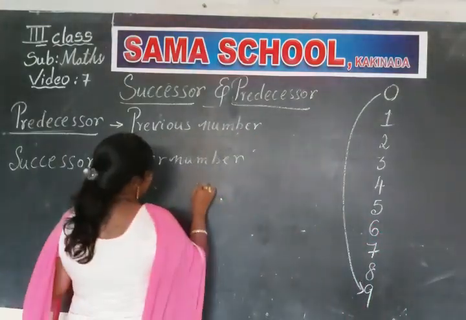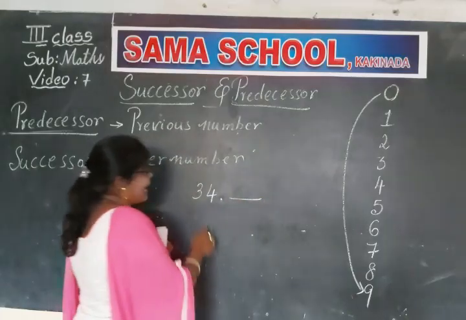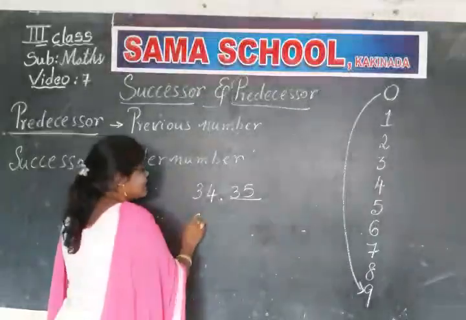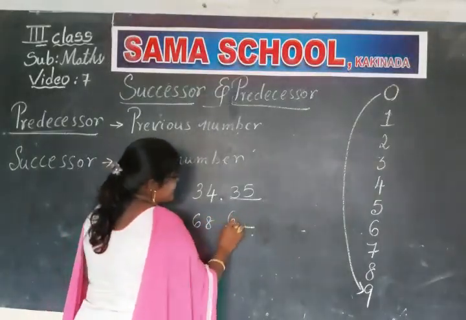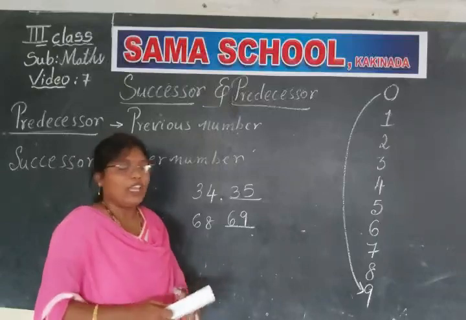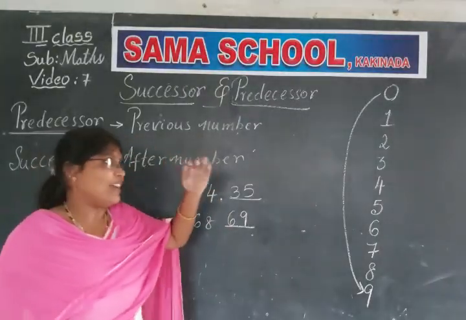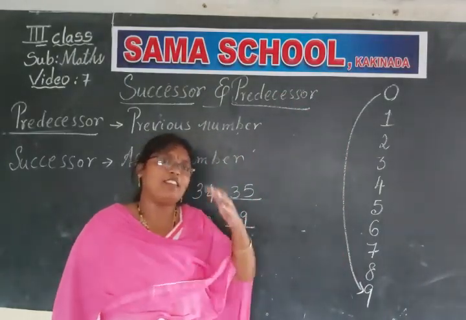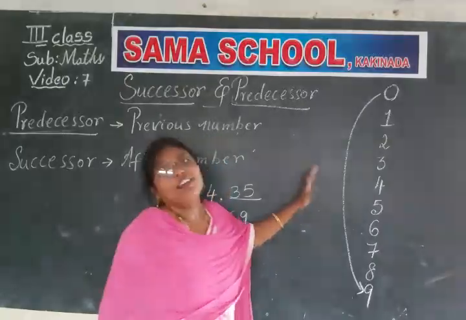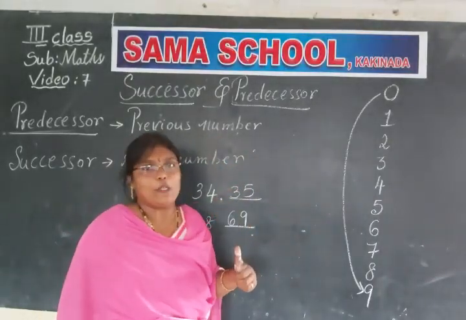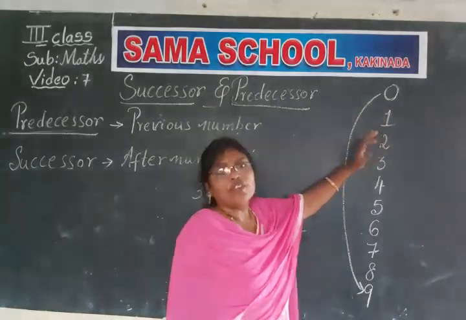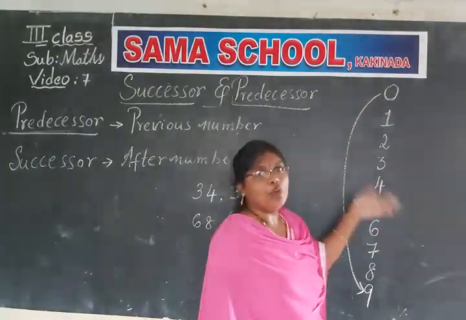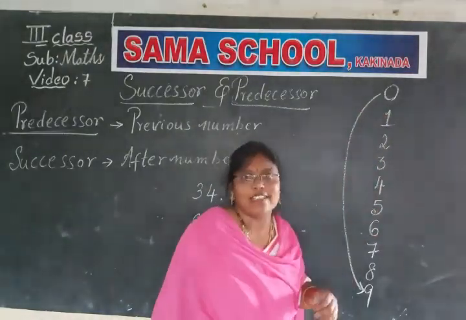Now, let us take any number, 34. Add 1 to it. What is the next number? 35. 68. The next number is 69. Okay. Here, as we have used this 0 to 9 digit column to get the predecessor easily, we can use it for successor also. See here, for predecessor we moved upwards, right? Here we have to go downwards to get the successor.